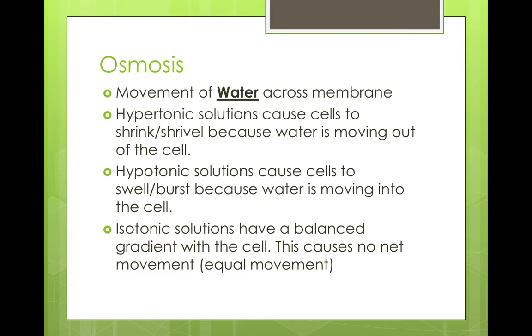So whenever we take a cell or something that has a permeable membrane and we put it inside of a hypertonic solution, the cell is going to shrink or shrivel. It's going to get smaller. And the reason why is because water is moving out of the cell or out of the bag or whatever it is that we suspend in the solution.